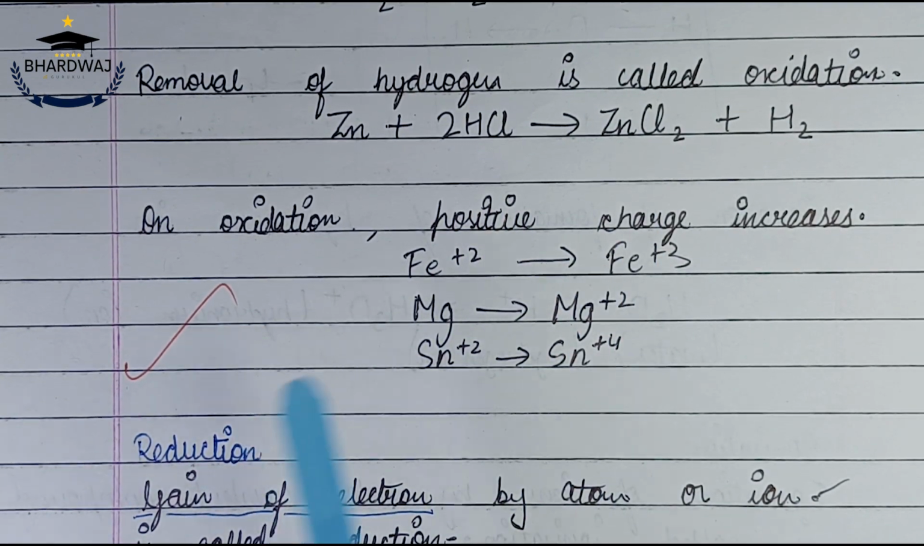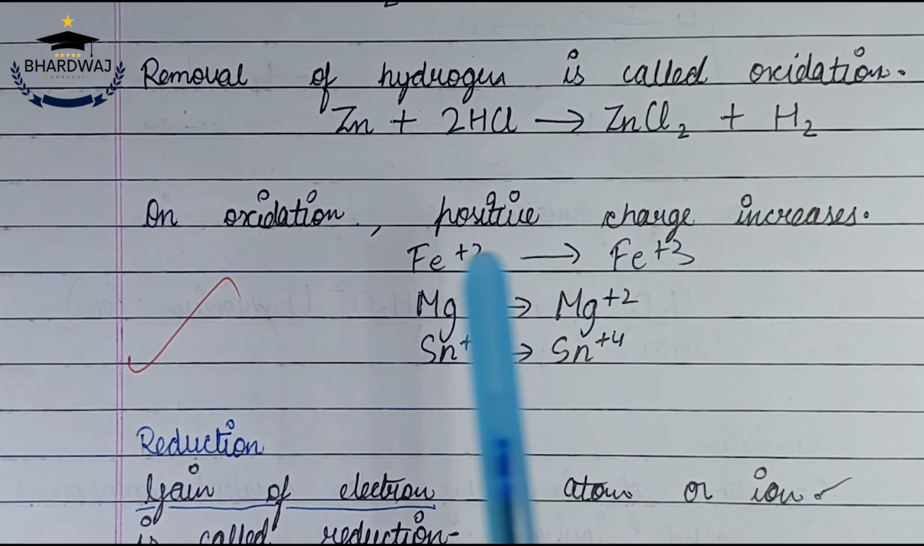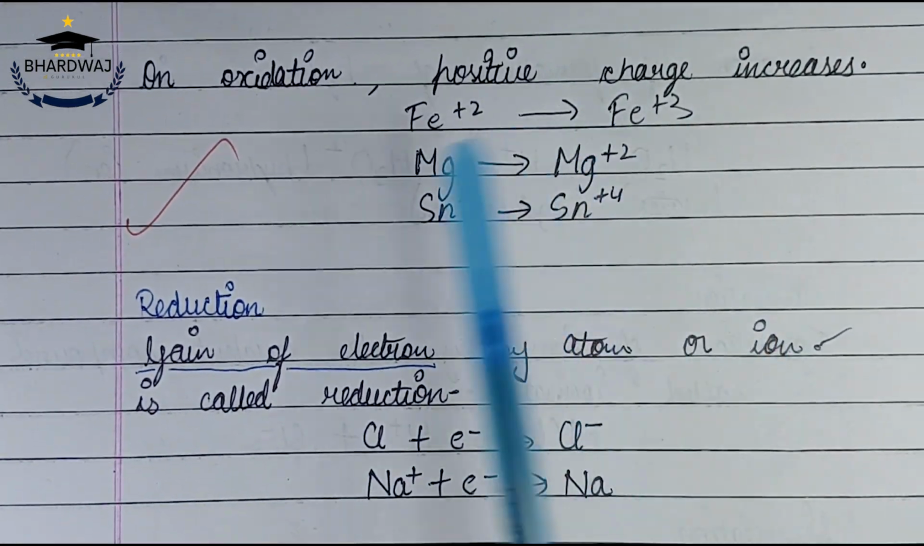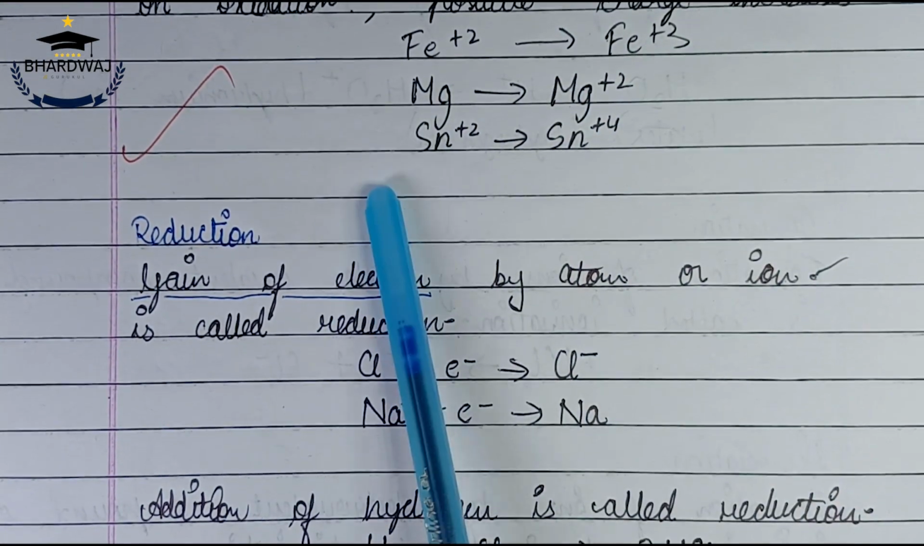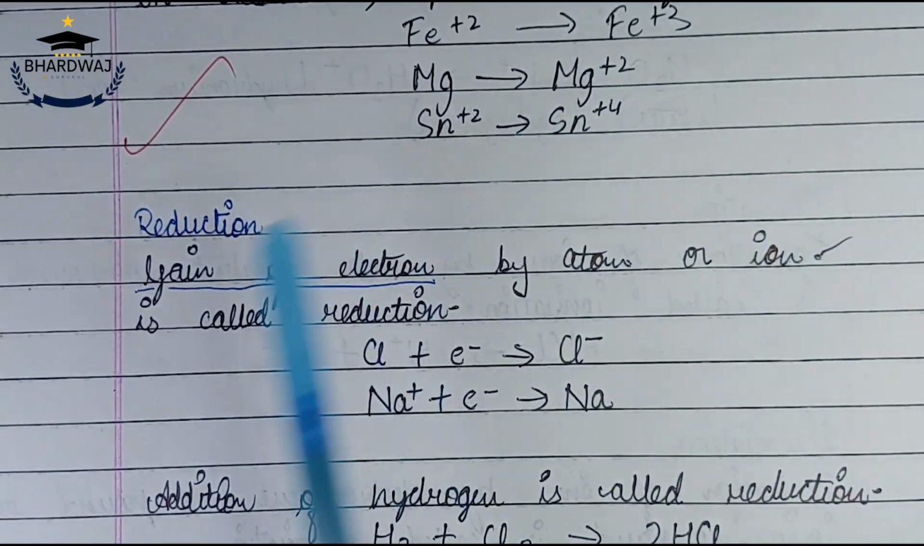On oxidation, positive charge increases. Fe+2, Fe+3, Mg+2. Sn+2 will become Sn+4.